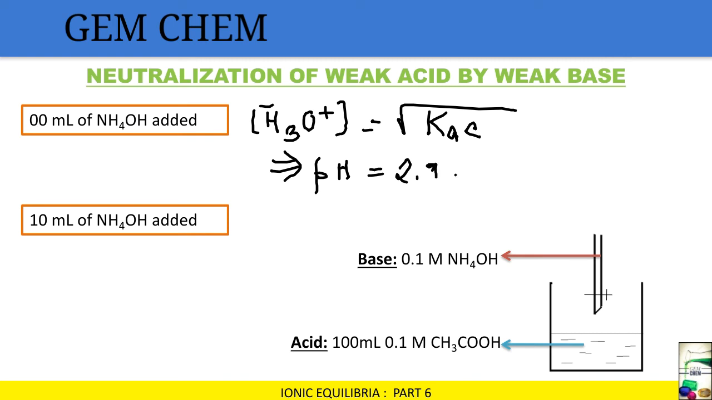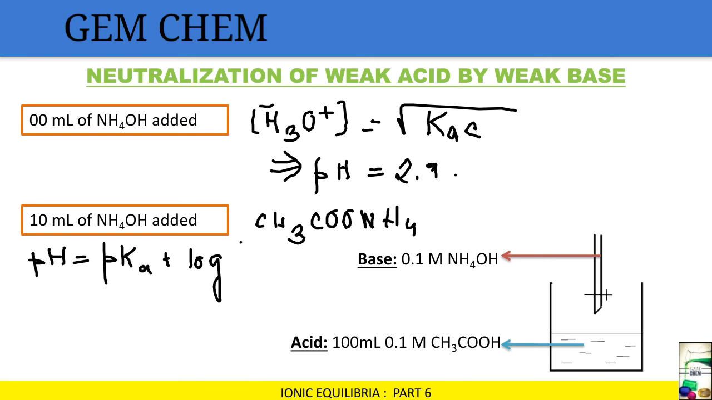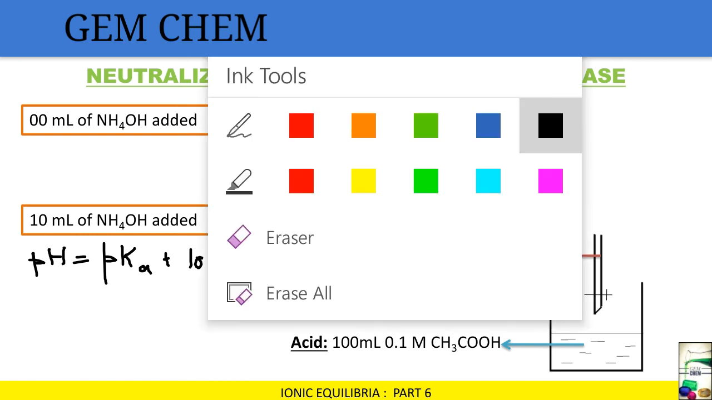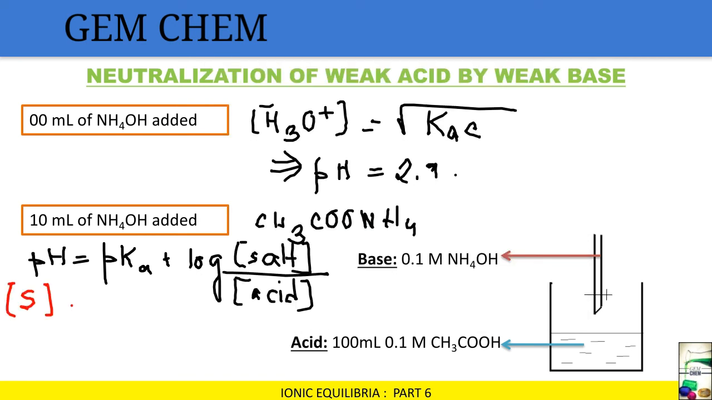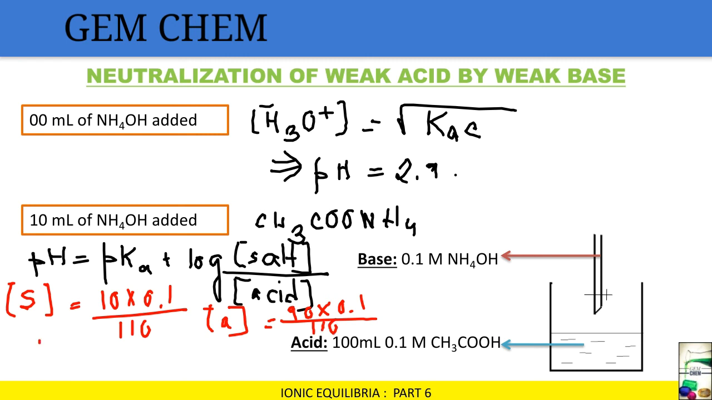Now here 10 ml of NH4OH is added, so there is a formation of salt, which is CH3COONH4. Same formula which we applied there: pH equals pKa plus log of salt by acid. Now the concentration of salt, if we write as S, then it comes to be 10 ml formed into 0.1 by 110. Similarly, the concentration of acid is 90 ml left into 0.1 divided by 110. And if we substitute the values, pH comes to be about 3.79.